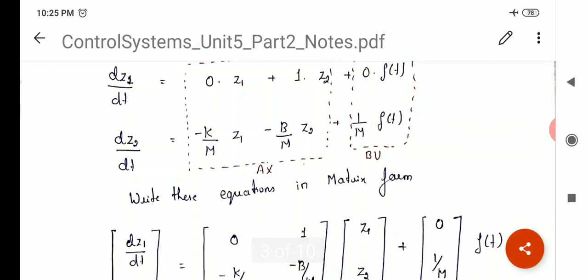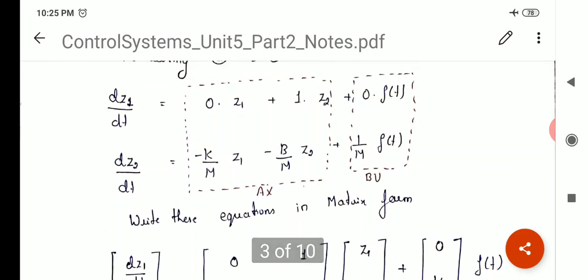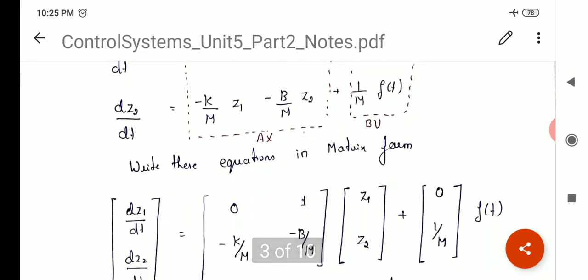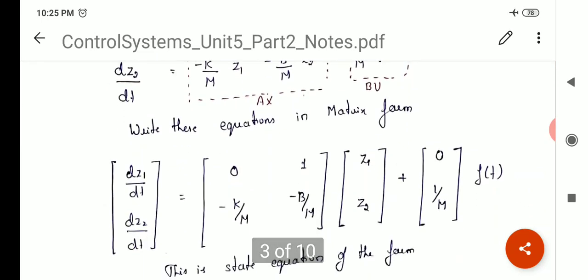So go back to the equation. What is the state equation? x dot is equal to Ax plus Bu. Now the first dotted square will tell you that it is of the form Ax, and the second dotted rectangle will tell you that it is of the form B into u. Now write the same equations in matrix form.